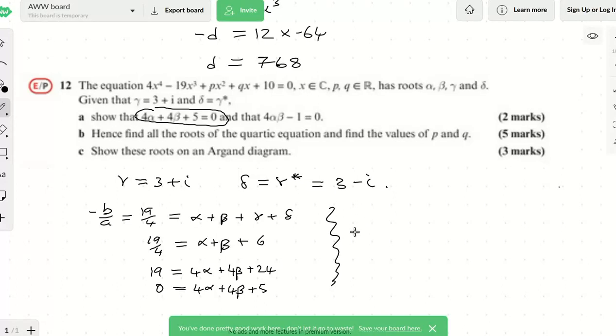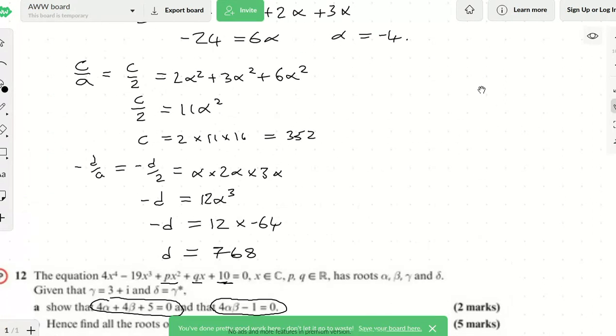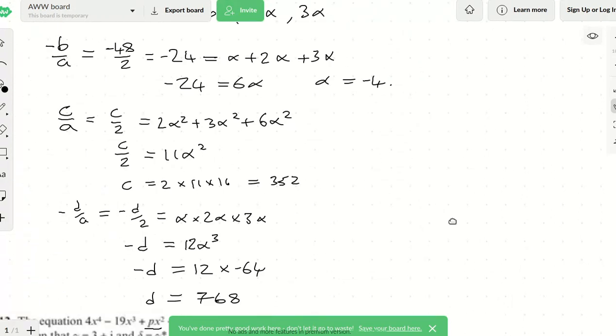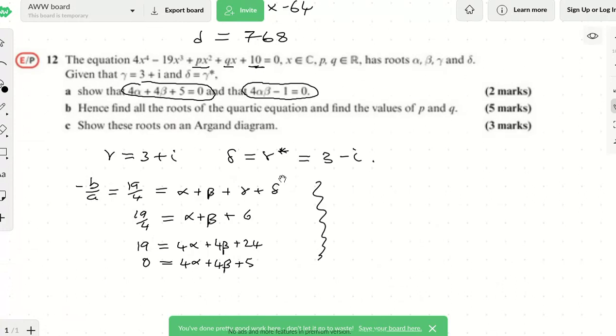Okay, so I've used my minus b over a. Now, if I look at this, particularly because the c over a and the minus d over a are both going to have p's and q's involved, I want to use the e over a fact. I want to use this last fact: basically, times the roots together and you get the term independent of x divided by the coefficient on the highest power, which is x to the 4.